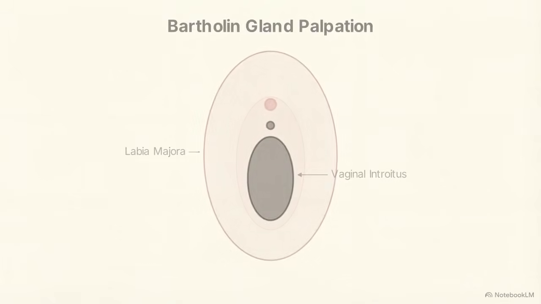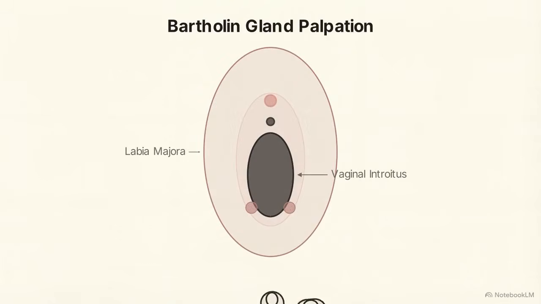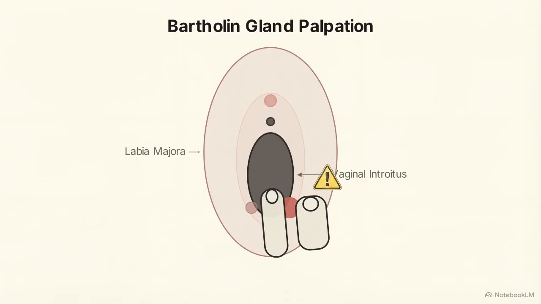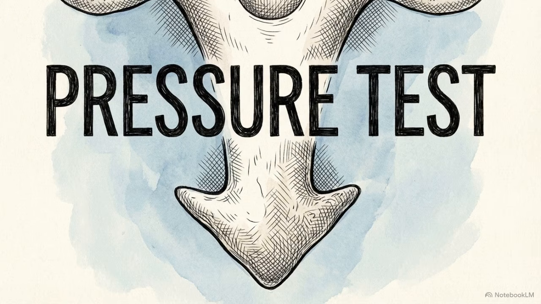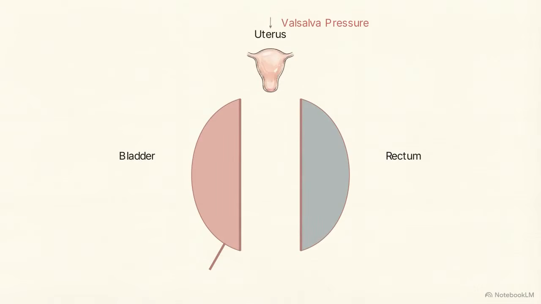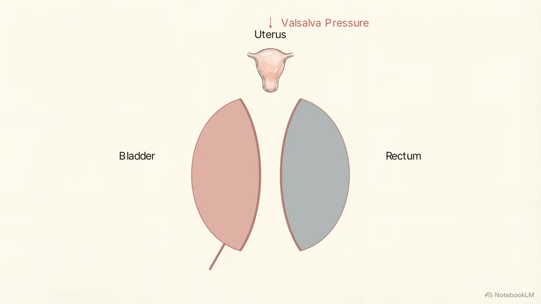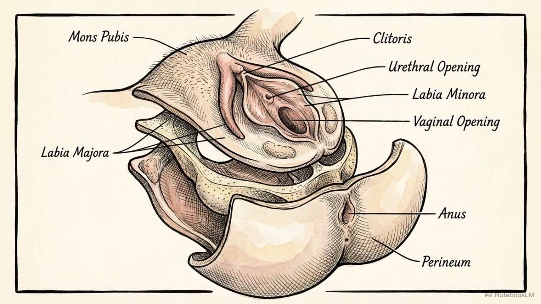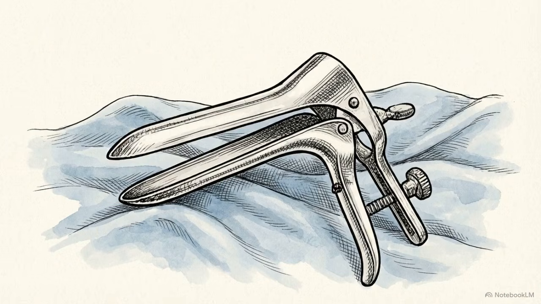To palpate the Bartholin glands, the clinician places the thumb on the posterior labia majora and the index finger at the vaginal introitus, checking for swelling or tenderness. The clinician then utilizes the Valsalva maneuver. Asking the patient to bear down or cough allows the clinician to visually identify cystoceles, rectoceles, uterine prolapse, or stress urinary incontinence. This external inspection maps the superficial boundaries of potential infection or structural failure before the exam moves into the internal reproductive tract.